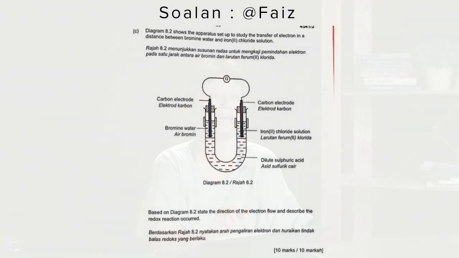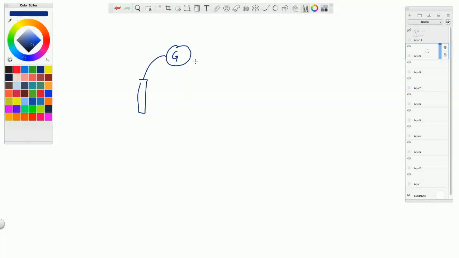Questions like this, they usually ask you color change, they ask you anode and cathode. So let's look at question 2 from Faiz. Diagram 8.2 shows the apparatus set up to study the transfer of electrons at a distance between bromine water and iron 2 chloride. Always remember, it's a big mistake for you all to think that the reaction is between bromine and chlorine. It's not chlorine. The question says iron 2 chloride. In iron 2 chloride, this is iron 2 plus.